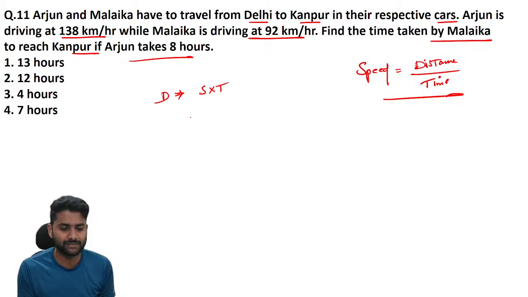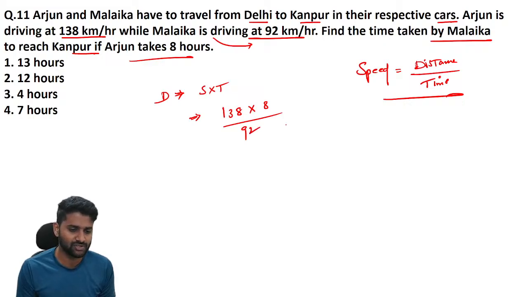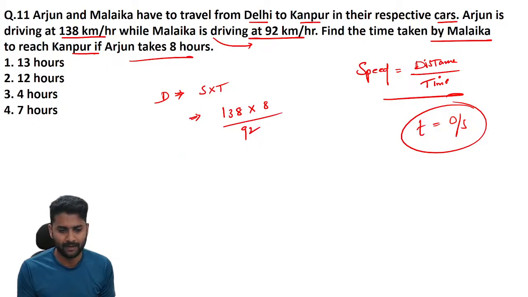See how much distance is traveled by Arjun. Arjun's distance depends on his speed and the entire distance is covered in 8 hours. So 138 is the speed and the journey is 8 hours. Now for the same distance, Malika is driving at a speed of 92 km per hour. How much time does it take? Time is all about distance by speed. Again, just go through the simplification here.